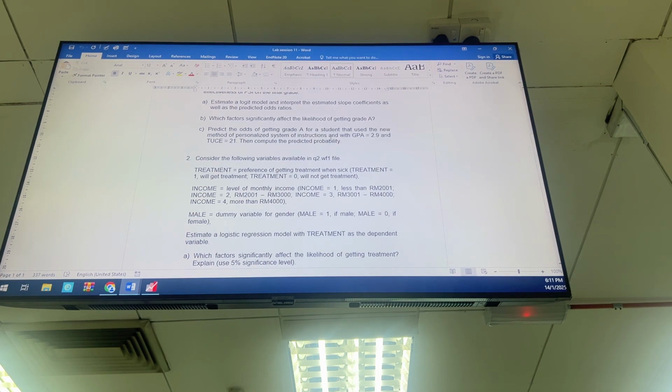And then C, predict the odds of getting grade A for a student that uses the new method of personalized system of instruction, with GPA 2.9 and TCE 21, then compute the predicted probability. So you calculate the predicted value first, I mean the predicted value of the log odds given this GPA and TCE, and then you calculate the odds ratio, and from there you calculate the probability.